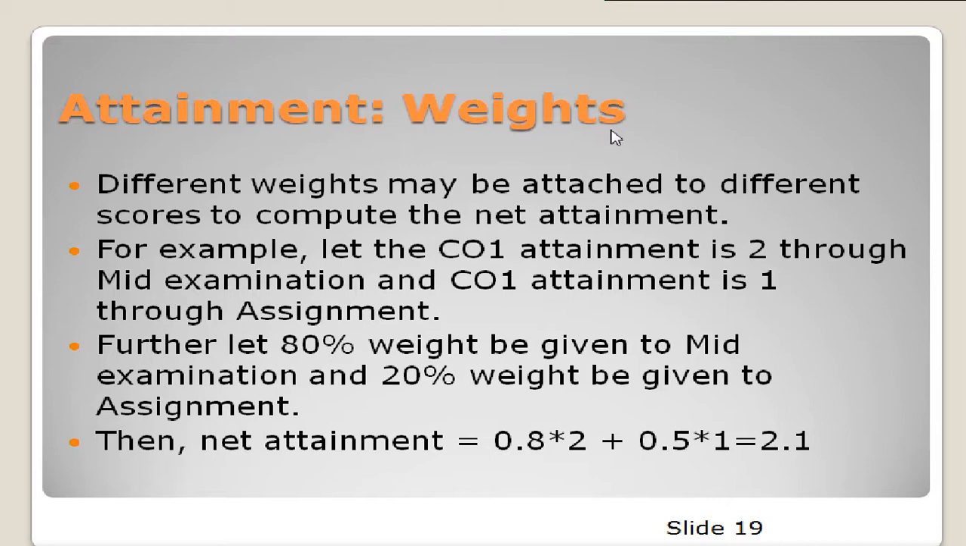Then your net attainment is 0.8 multiplied by 2 and 0.5 multiplied by 1, and you have a score of 2.1. You need to check this. I don't know whether I did it right. It should be 0.8 multiplied by 2 plus 0.2 multiplied by 1. I made a mistake here. Please make a correction there.